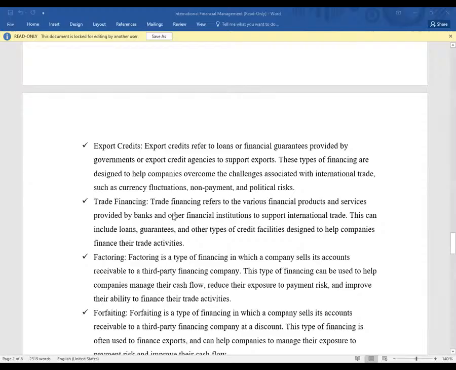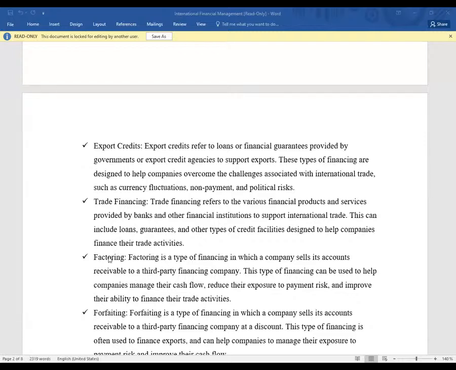Trade financing is another way you can make use of. Trade financing refers to the various financial products and services provided by banks and other financial institutions to support international trade. This can include loans, guarantees, and other types of credit facilities designed to help companies finance their trade. Ladies and gentlemen, trade financing is your normal loan, where you go to a bank, tell the bank, for example, I've got this LPO, and they give you money. They're supporting trade.